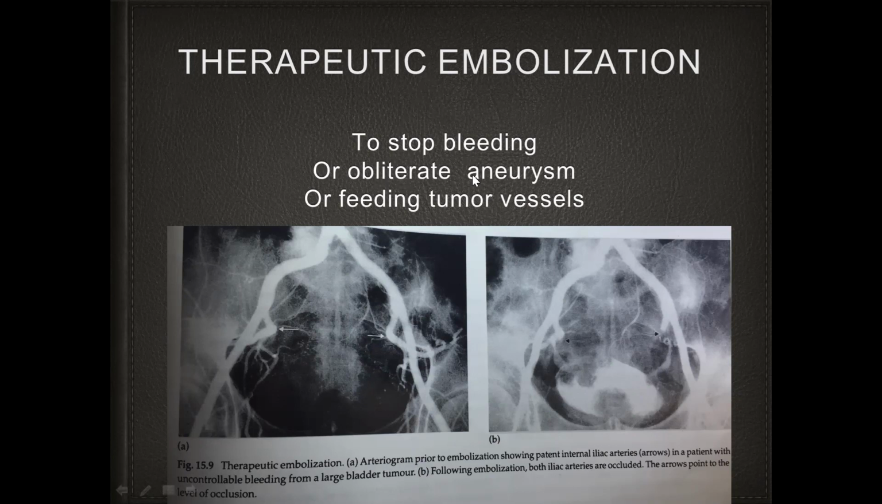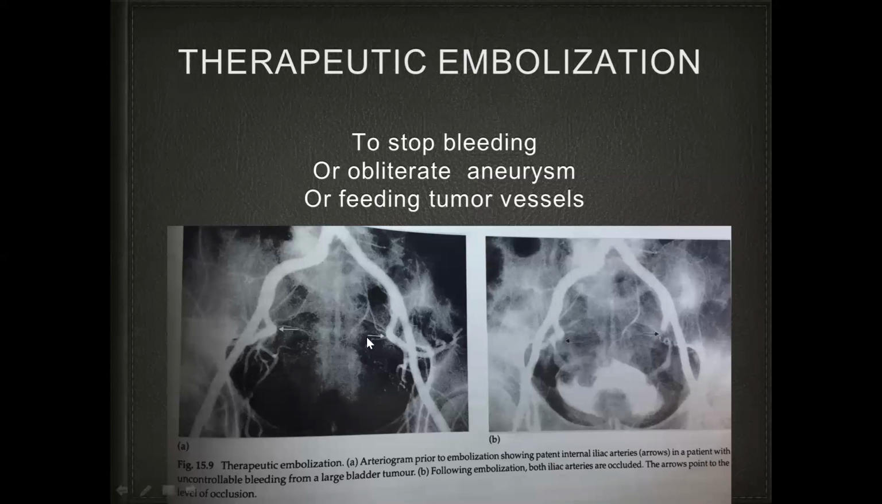We have an aneurysm, either a bleeding aneurysm, or we are afraid of a risk of rupture, or it's a growing aneurysm causing problems for the patient, especially in the brain. So we embolize it to stop this risk. Or sometimes we embolize the feeding vessel of a tumor, especially in advanced tumors or in liver hepatocellular carcinomas.